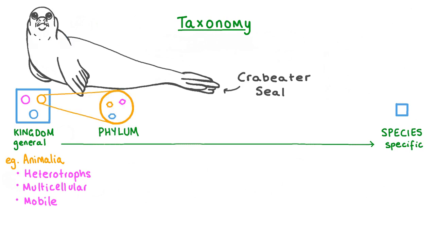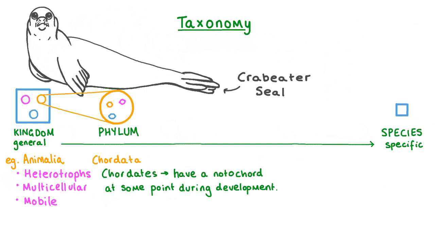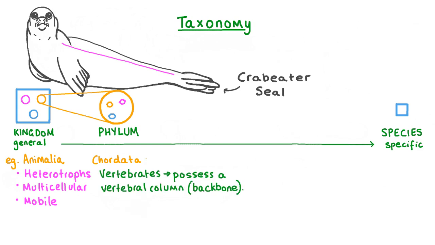The next most specific grouping within the animal kingdom is the phylum. And crab-eater seals fall into the phylum Chordata. Chordates are organisms that, at some point during their development, have a notochord, which is a long, elastic rod that provides developmental and sometimes permanent structural support to chordates. Vertebrates are a subphylum of Chordata.